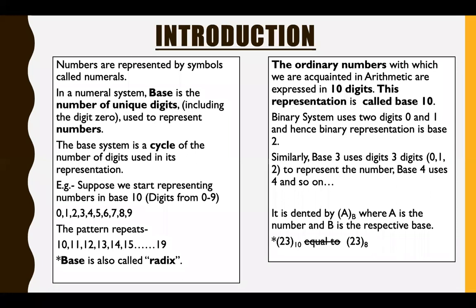There are some other important base systems, like the binary base system, which uses the two digits 0 and 1, and hence it is called a binary representation system. Base 3 uses 3 digits, base 4 uses 4 digits, and so on. A number can be written as A base B, where A is a number and B is the respective base. Numbers are not equal for different bases, like 23 base 10 is not equal to 23 base 8.